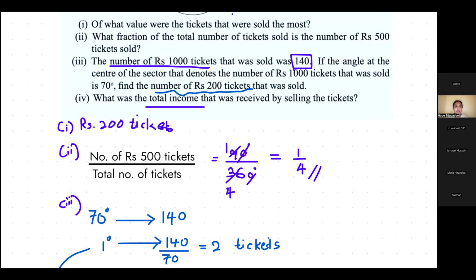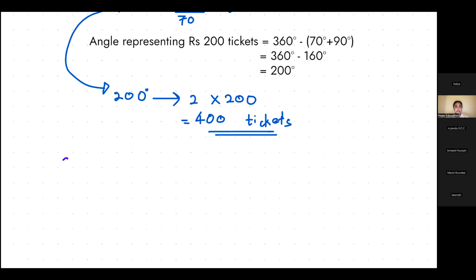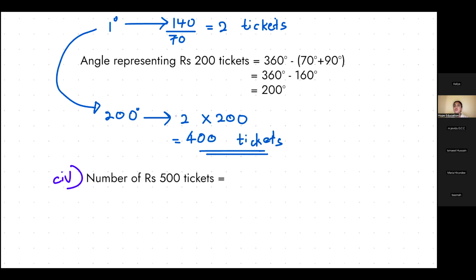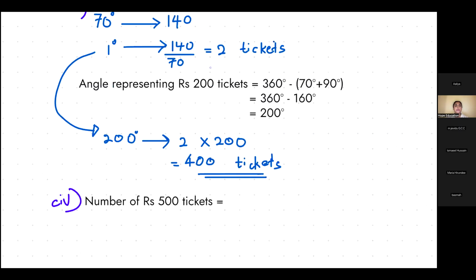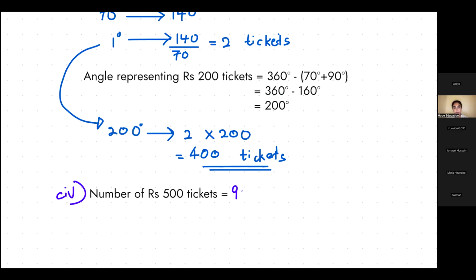also now quite easy. I will put Roman number 4. Let's see. Number of 500 rupee tickets. So we know 1 degree represents 2 tickets, right? Now, how many degrees are there in 500 rupee tickets? 90 degrees. If 1 degree represents 2 tickets, 90 degrees represents 180 tickets.